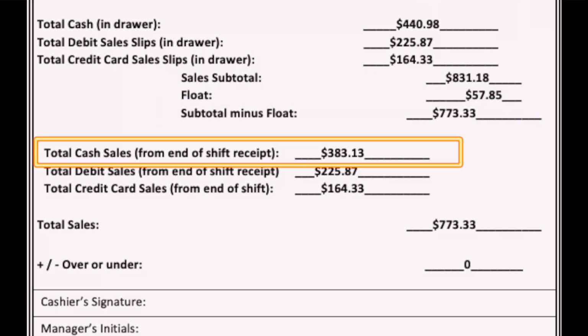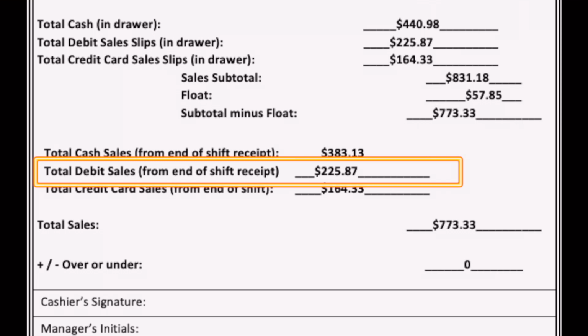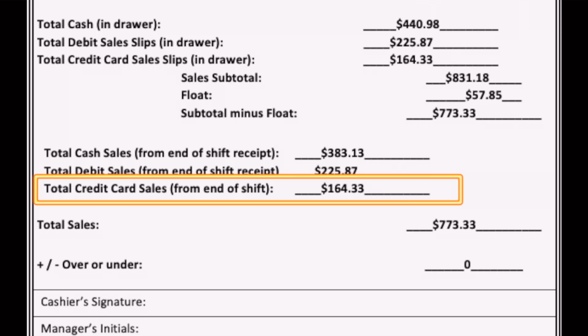This example is $383.13. Then you write total debit sales from the end of shift receipt. This example is $225.87. Last, you write total credit card sales, also from the end of shift receipt. This example is $164.33. Now add these three together.